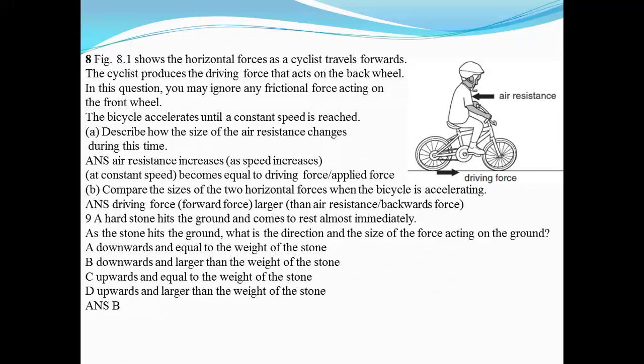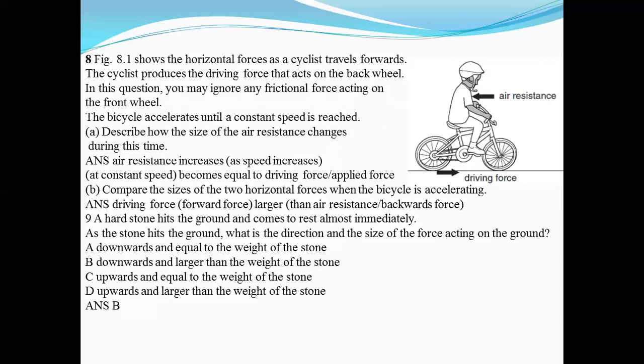Part B, compare the sizes of the two horizontal forces when the bicycle is accelerating. Whenever an object is accelerating, the forward force is greater as compared to the backward force. Over here, the forward force is the driving force. It will be larger as compared to the backward force, which is the air resistance.